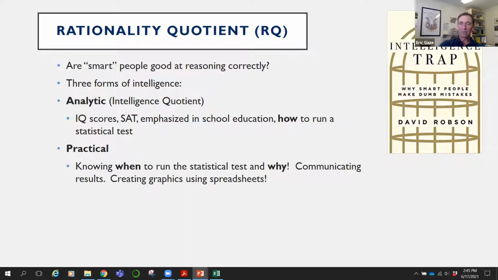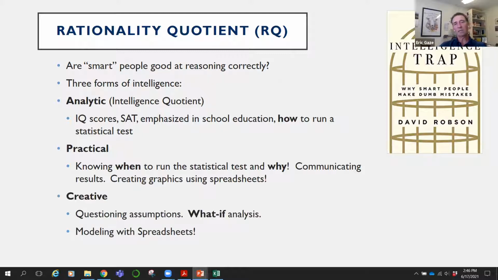Well, the practical intelligence is equally as important, knowing when to actually run that test. And why you would want to do it is just as important, maybe more important than simply that rote procedural skill of knowing how to do something. Also, practical intelligence allows our students to communicate their results. And again, this goes back to their ability to create those graphics using spreadsheets so that they can effectively communicate that quantitative reasoning, quantitative literacy component that's so important when we're working with data.